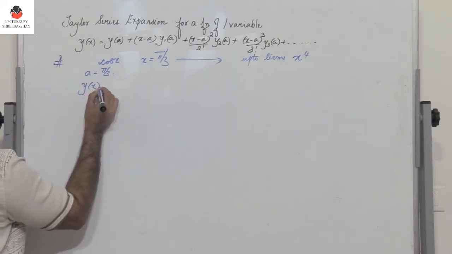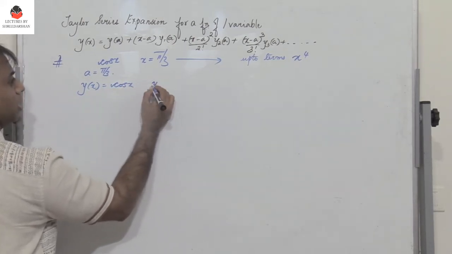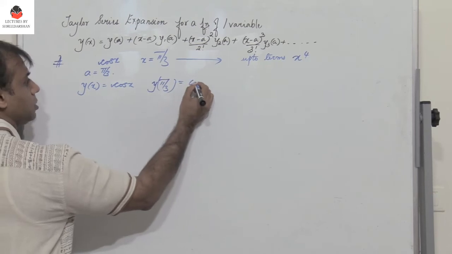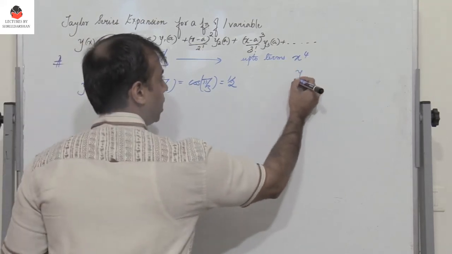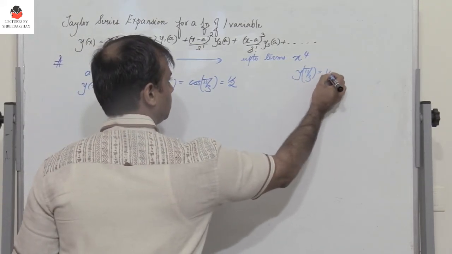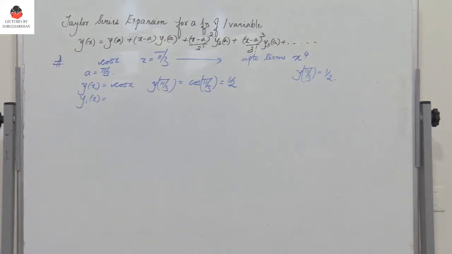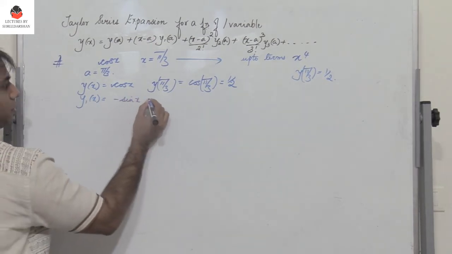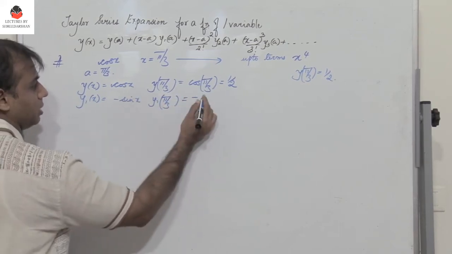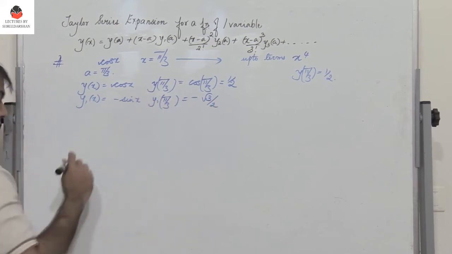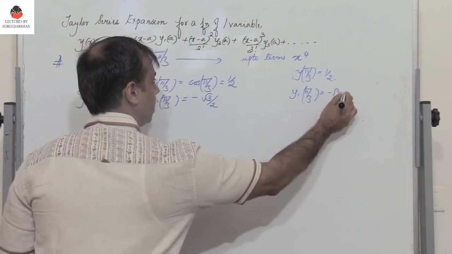So what is y of x? Y of x is nothing but cos x. So put x equal to pi by 3 here. So y of pi by 3 is equal to cos pi by 3, which is equal to 1 by 2. Next, y1 of x, which is differential of cos x, that is minus sin x. So y1 of pi by 3 equals minus sin pi by 3, which is minus root 3 by 2. So y1 of pi by 3 is minus root 3 by 2.